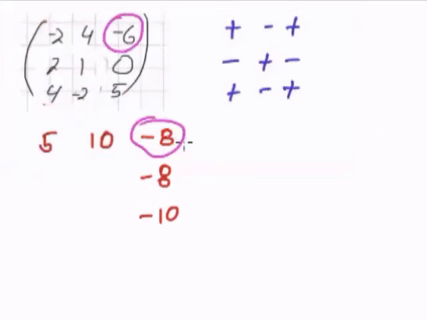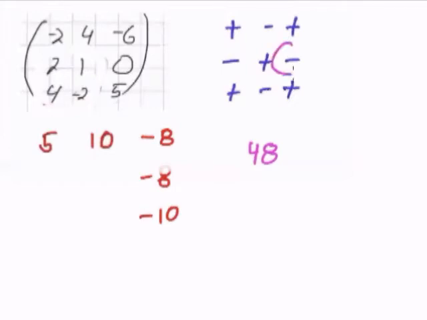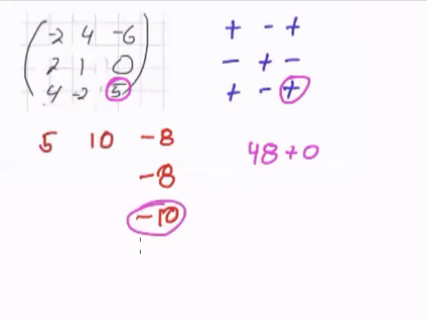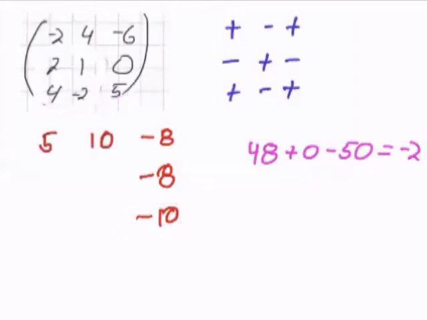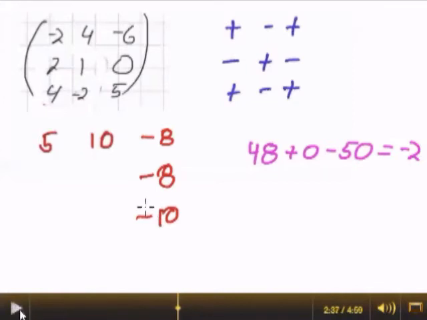then we'll take negative 6 times negative 8, which is 48. Minus 0 times negative 8 is plus 0. And plus 5 times negative 10 is minus 50. That also gives us negative 2. So it doesn't matter which of the rows or columns we use, it always comes out to be the same value for the determinant.